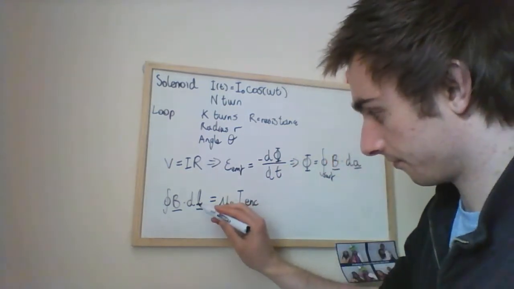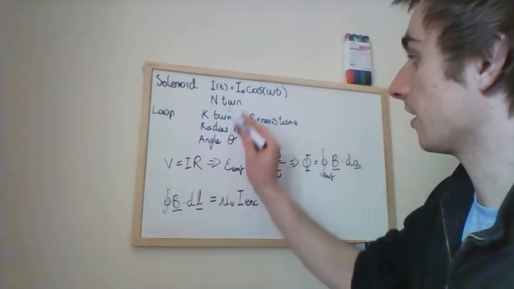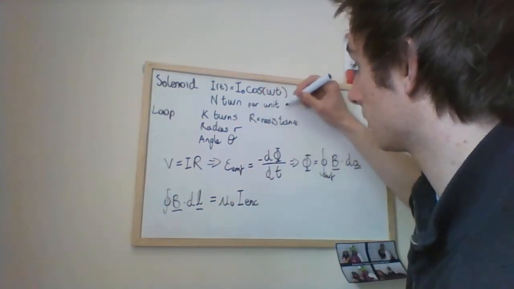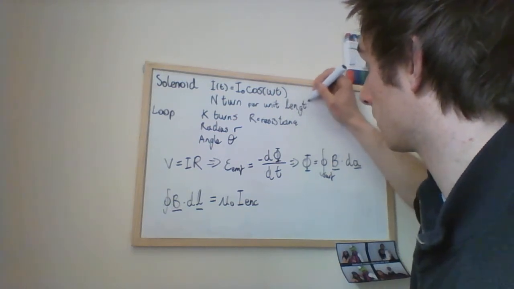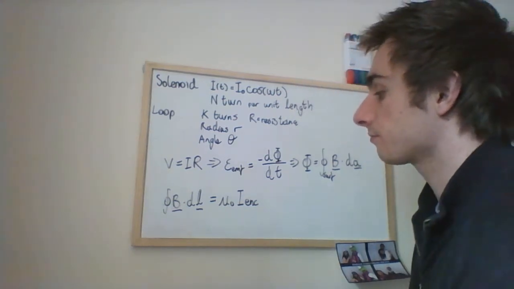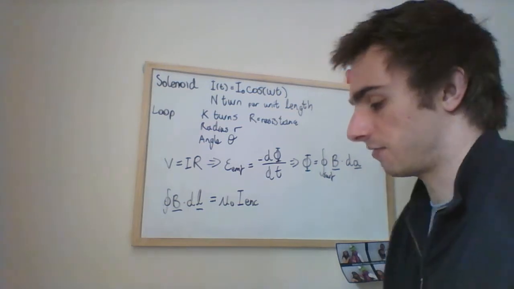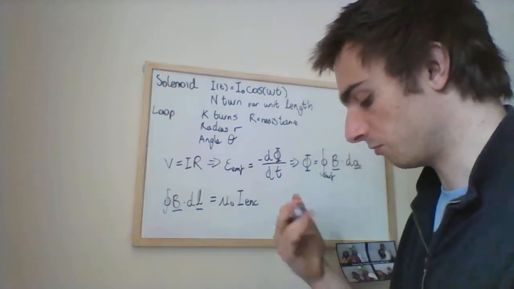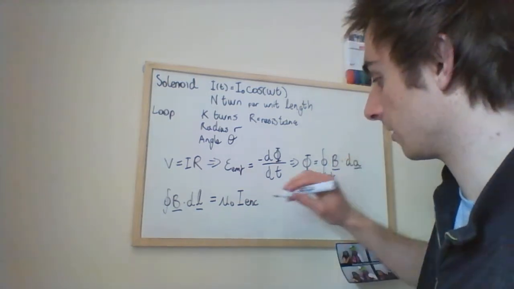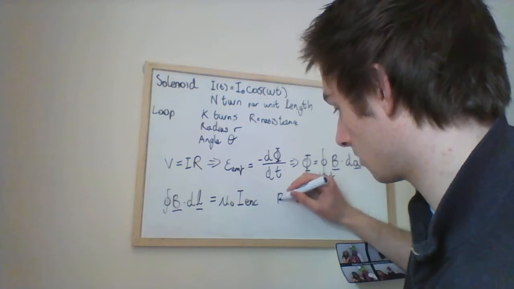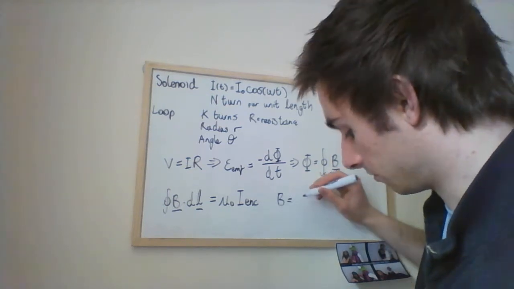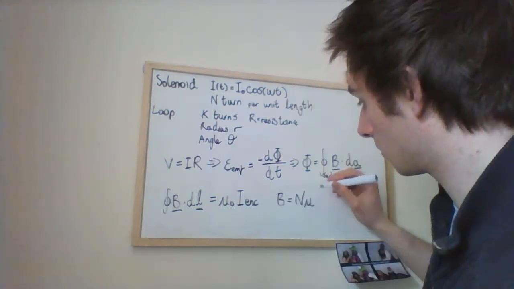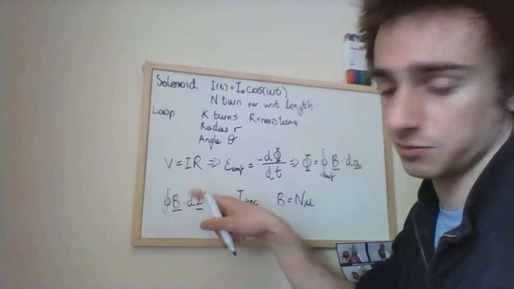So we have n turns. I should have said this was per unit length, and because we have that, we're maybe going to look at the magnetic field not as a whole, but sort of more as a per unit length thing. So the magnetic field inside the solenoid per unit length is equal to, so we sort of divide by L here, so we don't have to do this integral.